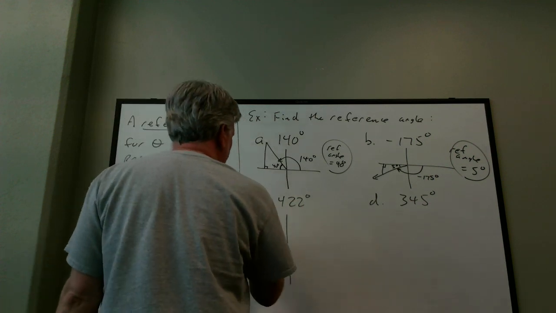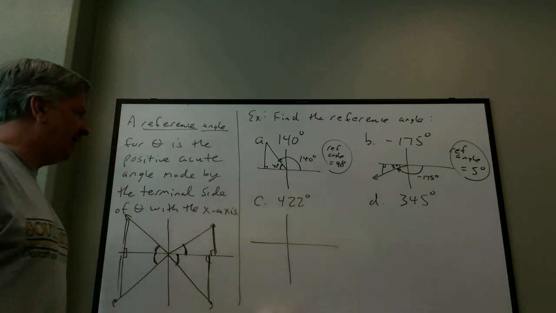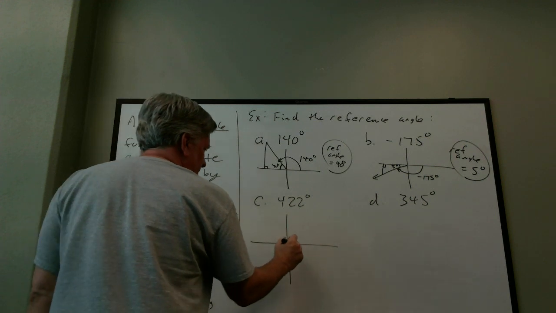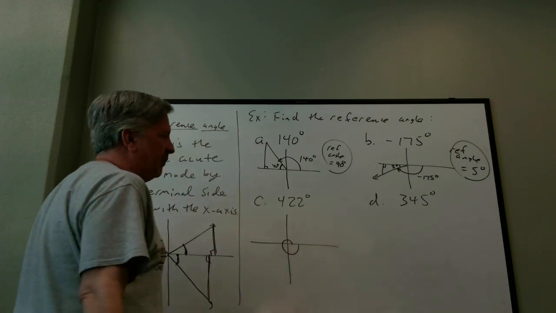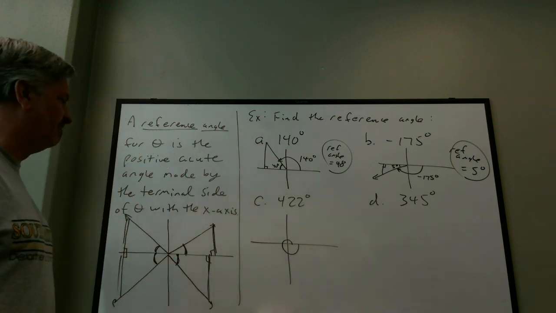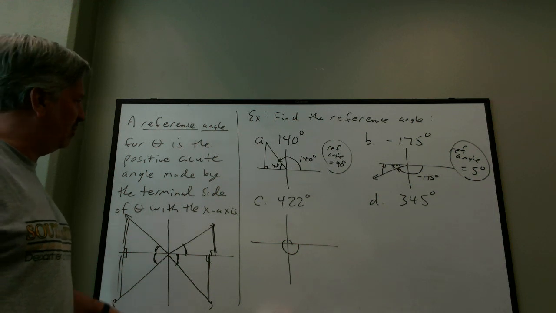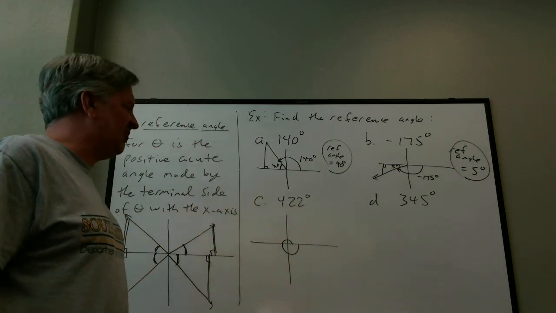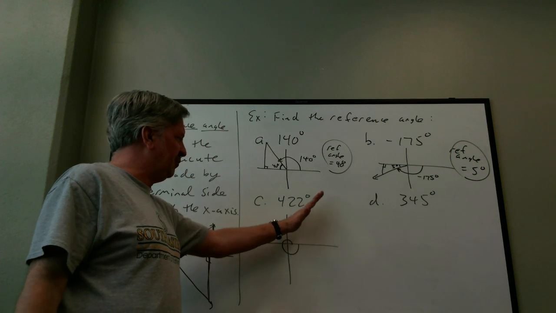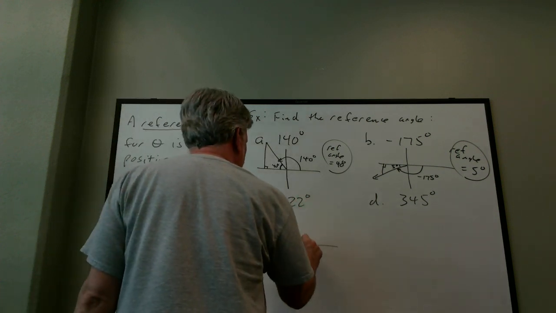Okay, so for 422 degrees, now that's more than once around. So if I go all the way around, I've used up 360 degrees, haven't I? So how much more do I have left to go? So 422 minus 360 is 62 degrees. I have 62 more degrees to go. That'll put me in the first quadrant.